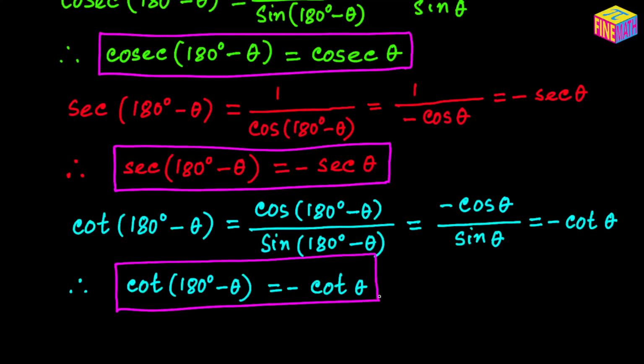So we have been able to calculate the trigonometric ratios of the angle 180 degrees minus theta in terms of the trigonometric ratios of the angle theta. I hope everything made sense.